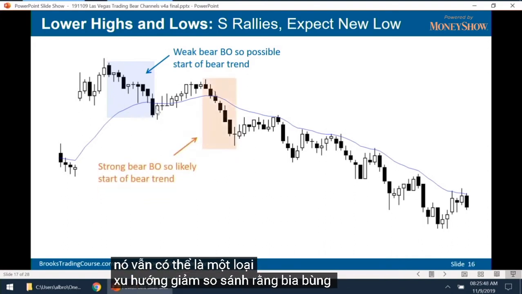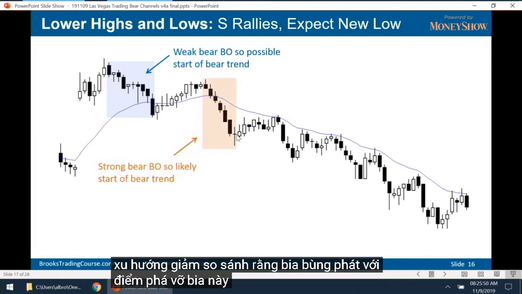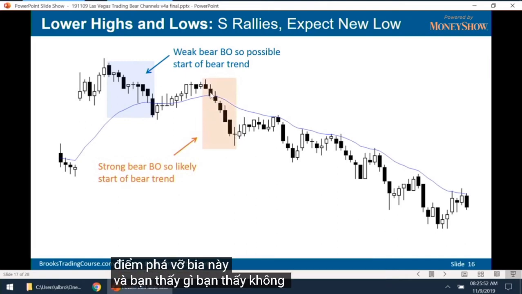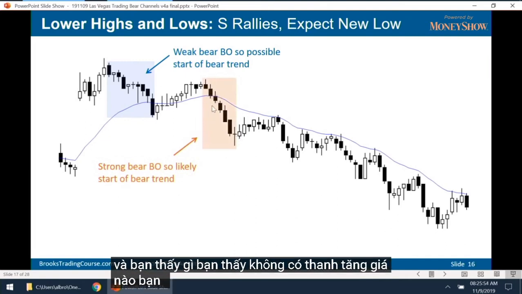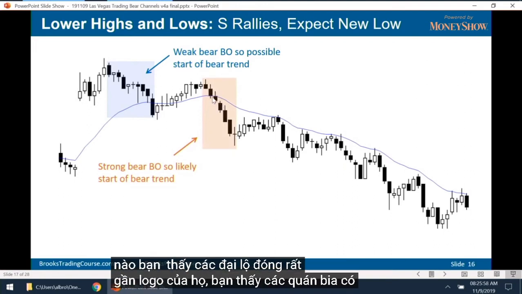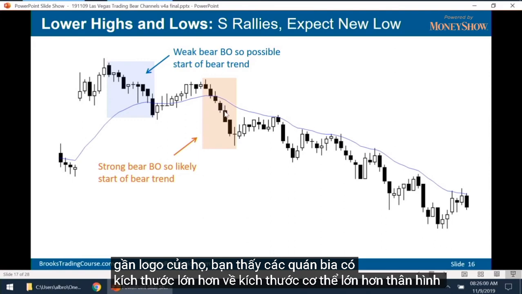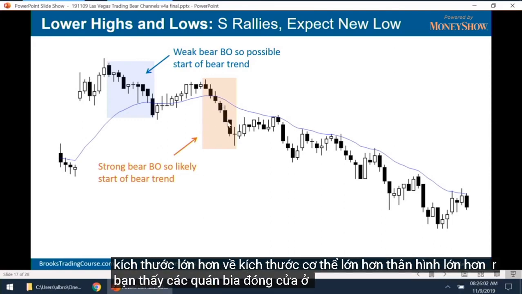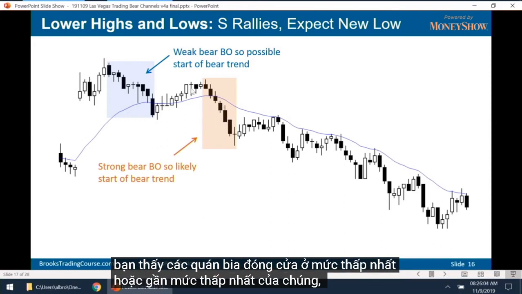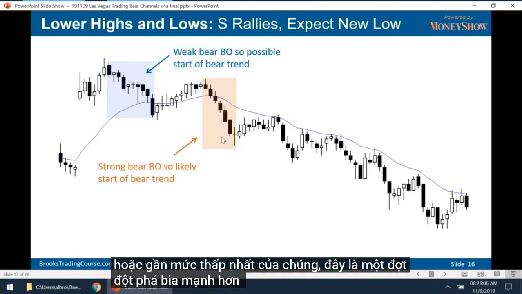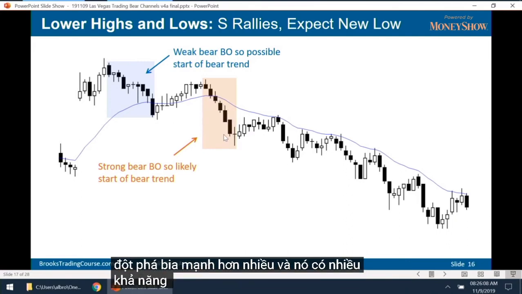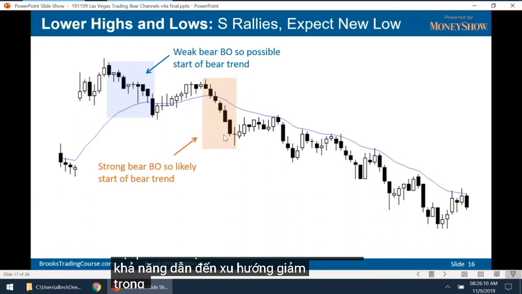Compare that bear breakout to this bear breakout. And what do you see? You see no bull bars. You see bull bars closing very close to their lows. You see bear bars getting bigger in size, body bigger, body bigger. You see bear bars closing on their lows or near their lows. This is a much stronger bear breakout, and it's more likely to be leading to a bear trend for the rest of the day.